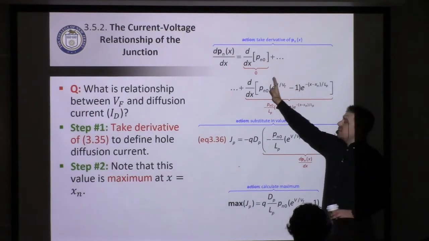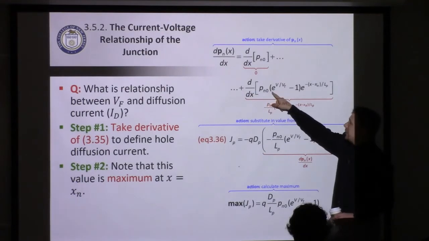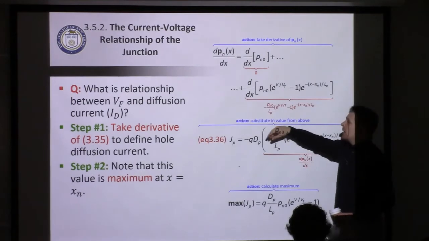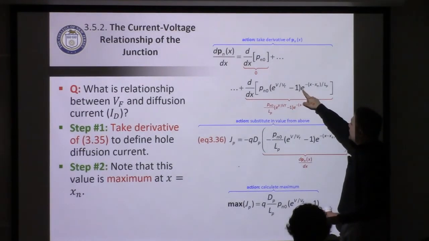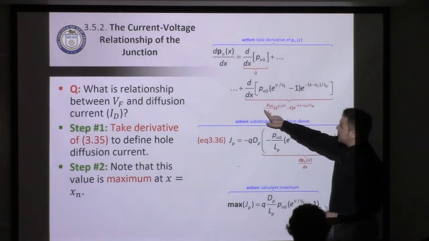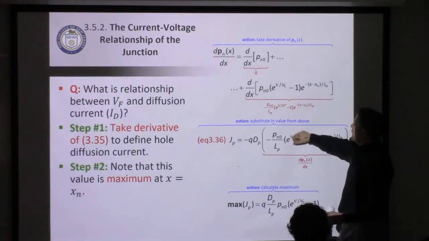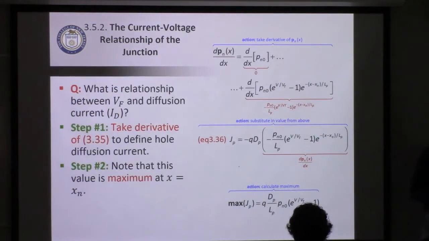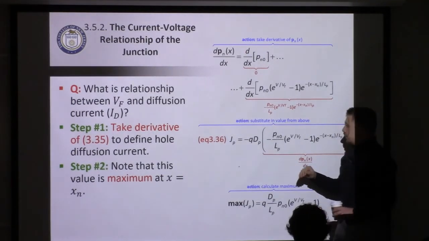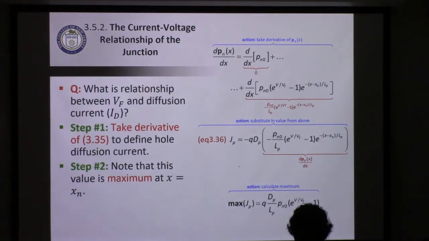Essentially, everything to the left is all constant because we're taking a derivative with respect to x. There's no x's anywhere in here, so that just can get pushed out to the front. All we're really doing is taking the derivative of negative x over LP. And so that gives us an additional -1 over LP, which we multiply by all of this right here. And so that is our derivative. So the diffusion current density is equal to whatever is shown here.